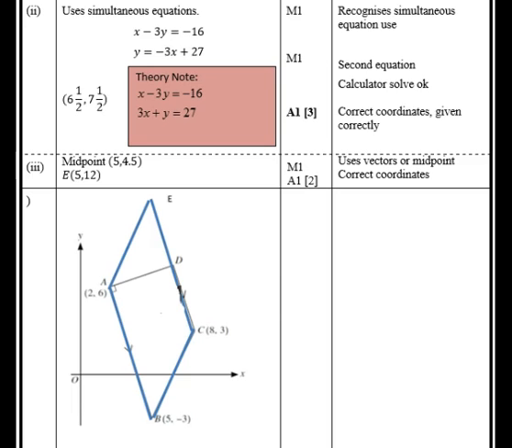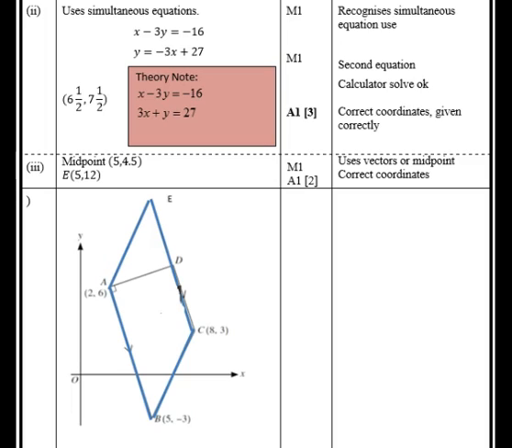For part 2, we'll use simultaneous equations. You have to rearrange the equations so they line up x, y equals number, just like I've done in the theory note. And then you can use whichever method you prefer. The simplest one is just to enter it into your calculator. And our solution's (6.5, 7.5).